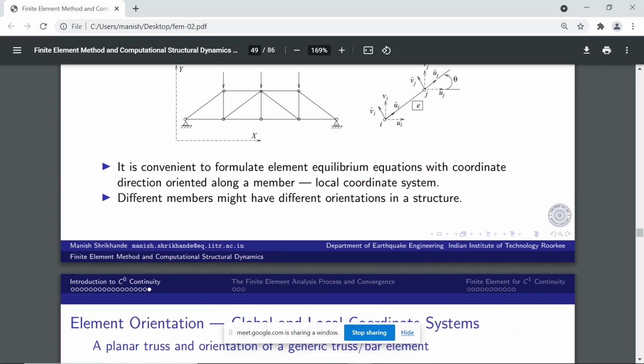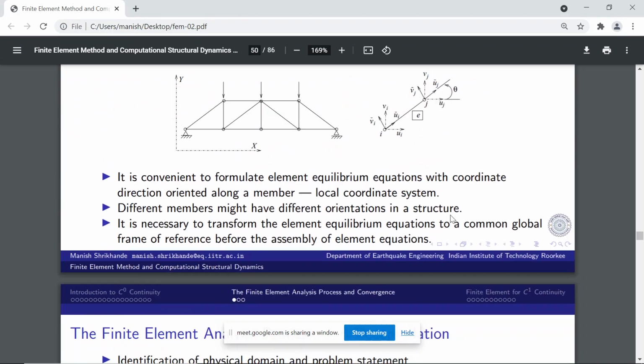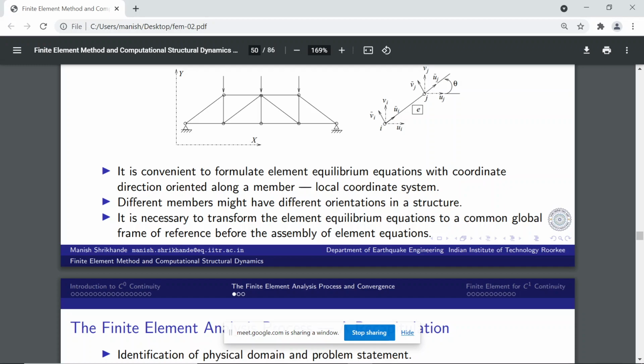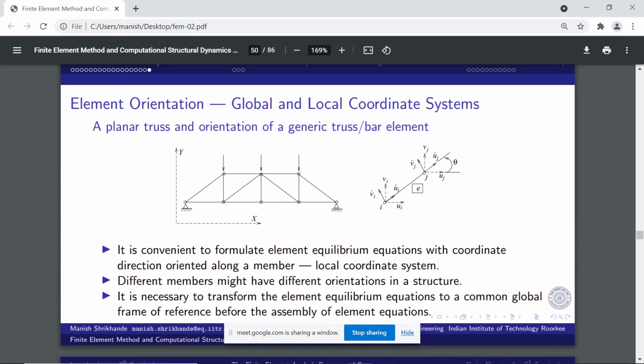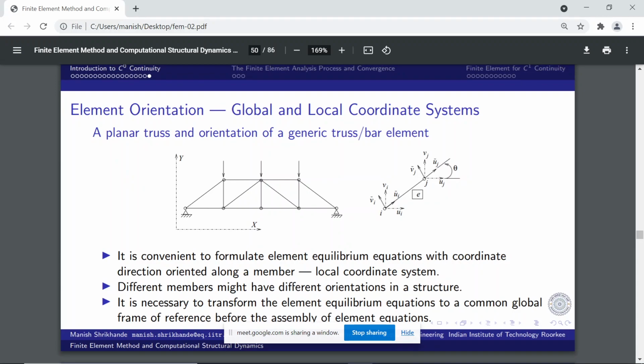So it is convenient to formulate element equilibrium equations with coordinate directions oriented along a member, and that is referred to as the local coordinate system. Different members might have different orientations in a structure, and it is necessary to transform the element equilibrium equations to a common global frame of reference before the assembly of equations. Right? This is something that probably all of you have already handled during your matrix methods of analysis, so it should be pretty straightforward. Just look up the relevant examples, and things will get clearer when you solve some problems in the next assignment dealing with these issues.